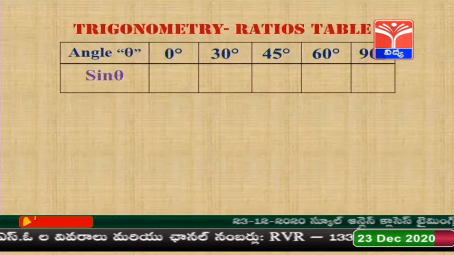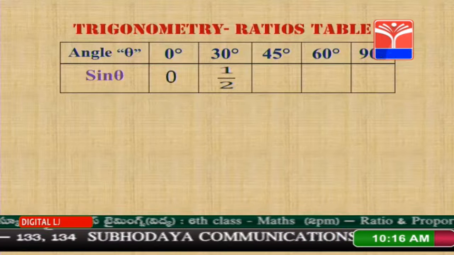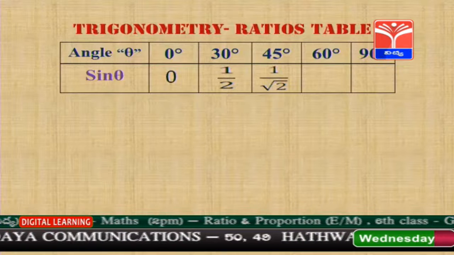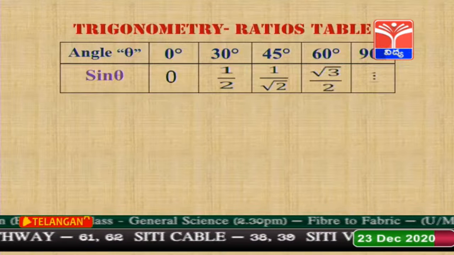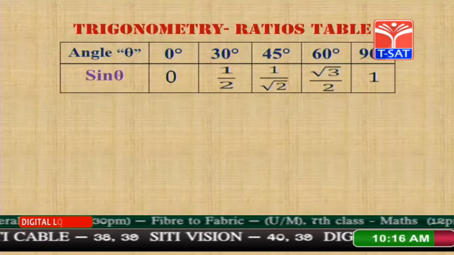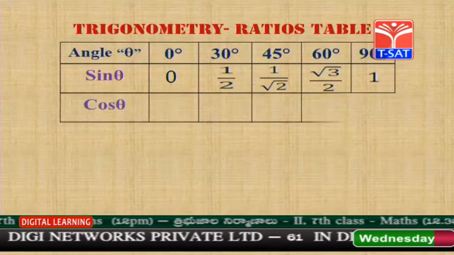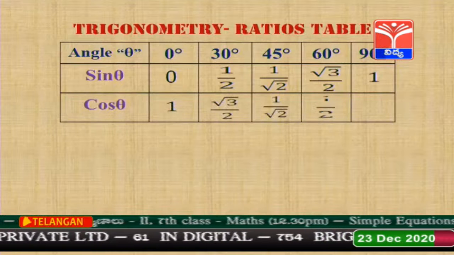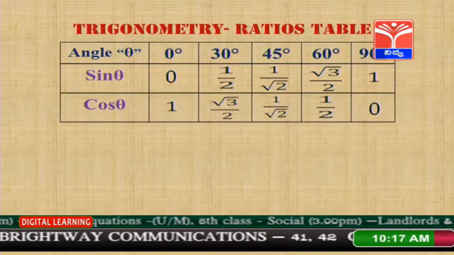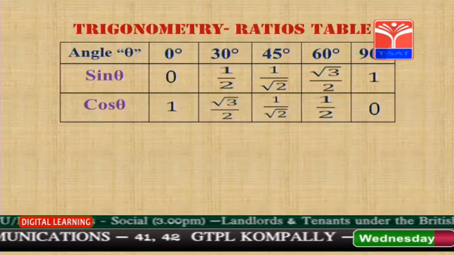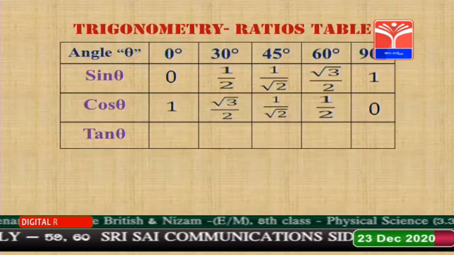So, sin 0 is equal to how much? 0. Sin 30 is 1 by 2, sin 45 is 1 by root 2, sin 60 is root 3 by 2, sin 90 is 1. Similarly, when you come to cos, you will find all the ratios getting reversed. So, cos 0 is 1, cos 30 is root 3 by 2, cos 45 is 1 by root 2, cos 60 is 1 by 2, cos 90 is 0.